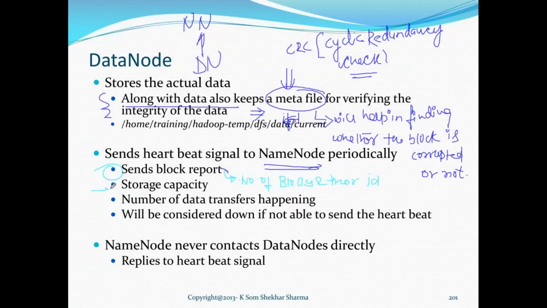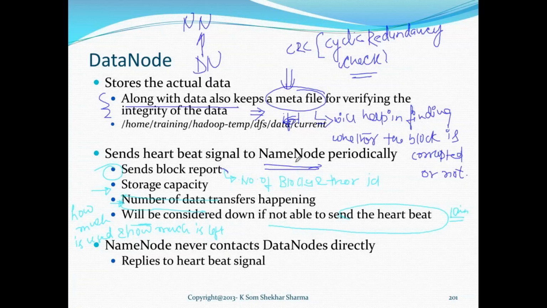Secondly, it also sends the storage capacity. Storage capacity basically means how much is used and how much is left. And the number of data transfers happening. We'll talk about this in a little while, what we mean by this. And this data node will be considered down if it is not able to send the heartbeat signal for the default time of 10 minutes.